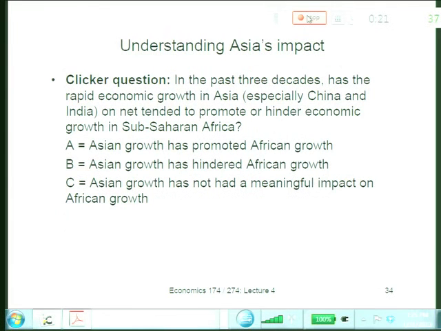Or are the kind of interactions between these regions basically quite distinct, and whatever effects there might be would be small? That's the kind of third point. It hasn't really had a meaningful impact. So those are A, B, and C. What are on net the effects? I'm thinking long run from 1978 to 2013.